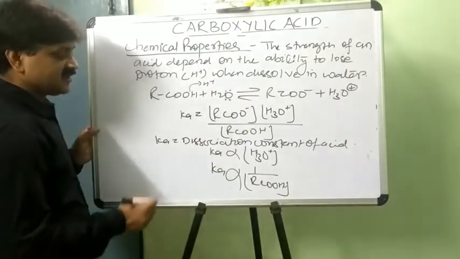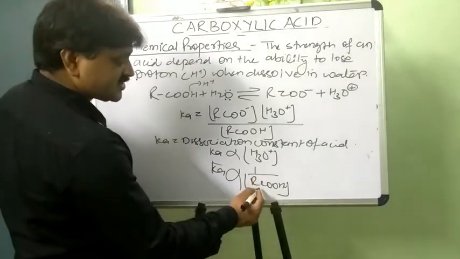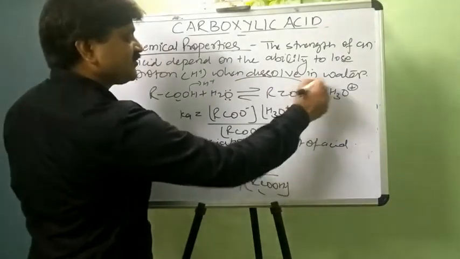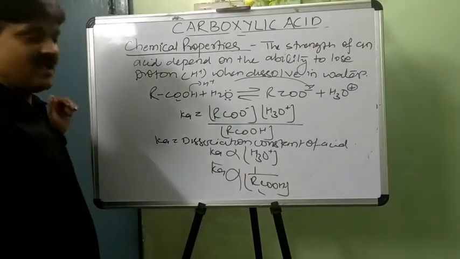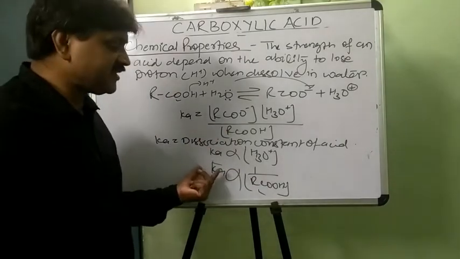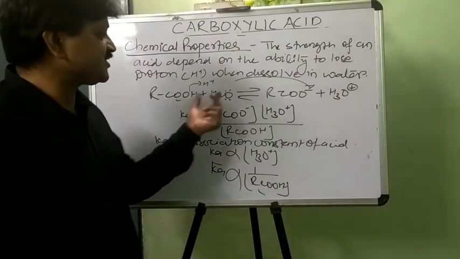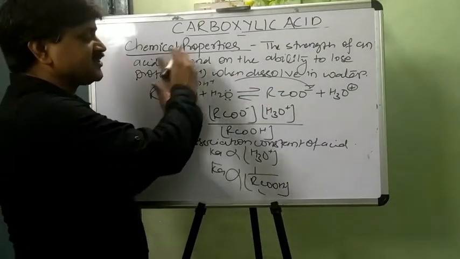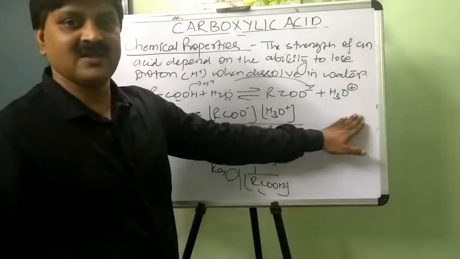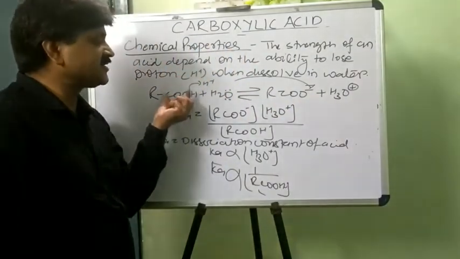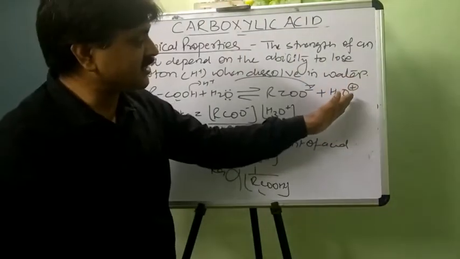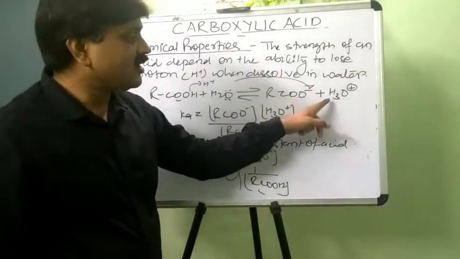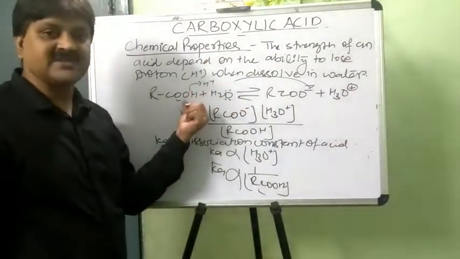And another thing you will see, as the Ka value increases, the concentration of RCOOH decreases. So when the concentration of RCOOH decreases, means more extent of H plus ion formation takes place. And when RCOOH increases, Ka value decreases, means less formation of H plus ion takes place. Whatever concentration of acid reacts here, the same concentration appears in the form of the product. Means here the concentration decreases on the reactant side, and the concentration of the hydrogen ion increases on the product side. So Ka is directly proportional to the H plus ion and inversely proportional to the acid RCOOH.